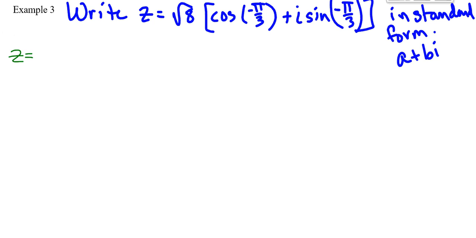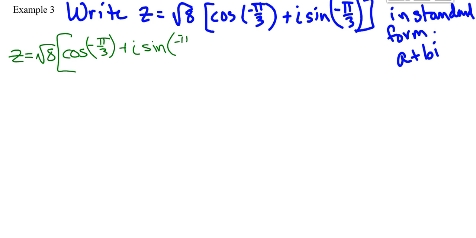So this is z, which is in trigonometric form: square root of 8 times cosine negative pi over 3 plus i sine negative pi over 3. By the way, do you agree that theta has to be the same in a particular number? And so we want to write it in standard form, a plus bi. So we have to find the cosine and sine of these, and maybe we'll clean that square root of 8 up. Yeah, this is 2 times the square root of 2.